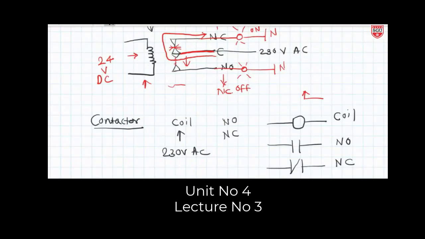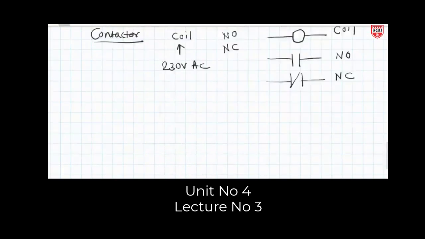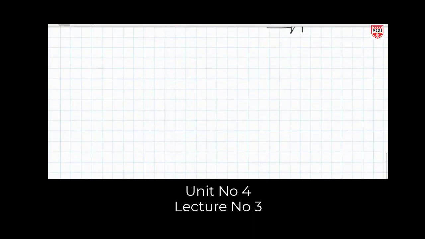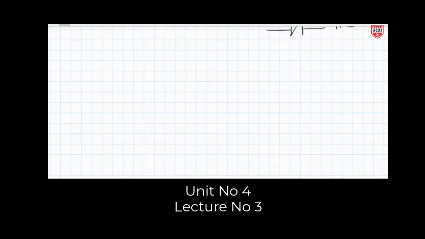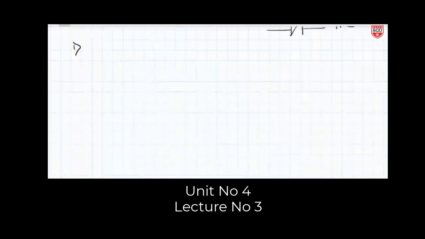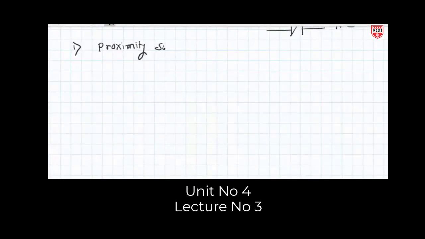Now, how to implement this? Let's see an actual case, how to implement this in practice, meaning in the line diagram. To know this, we will take one example of a proximity switch, or a sensor. So what is meant by a proximity switch?